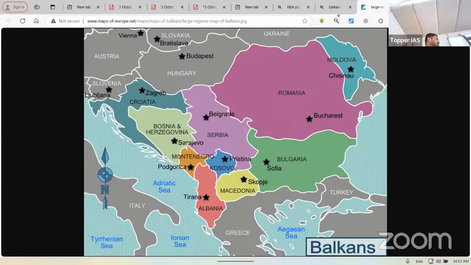Look at the Adriatic Sea, between Italy and these Balkan countries. So what is the capital of Albania? Tirana, right? Macedonia, Skopje.